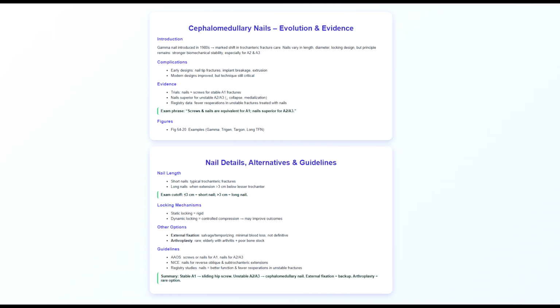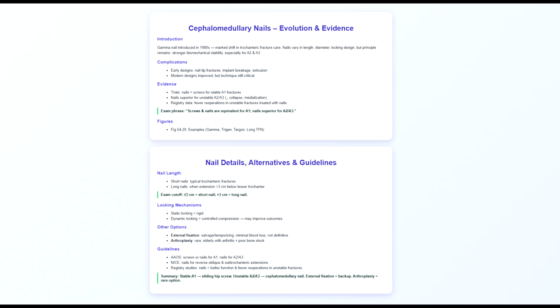The introduction of the gamma nail in the 1980s marked a turning point in the management of trochanteric fractures. Since then, many cephalomedullary nail designs have been developed, varying in length, diameter, and locking mechanisms. The goal of these nails is to provide stronger biomechanical stability than sliding hip screws, especially for unstable A2 and A3 fracture patterns. However, despite their advantages, cephalomedullary nails are not free of complications.